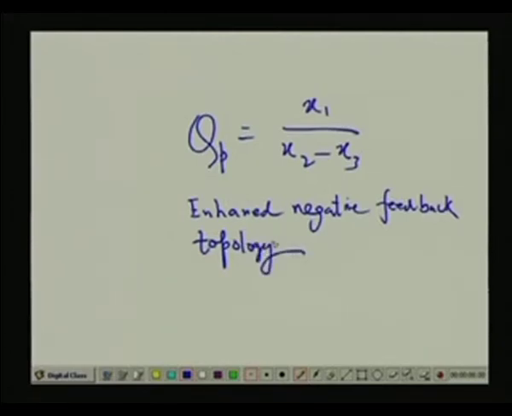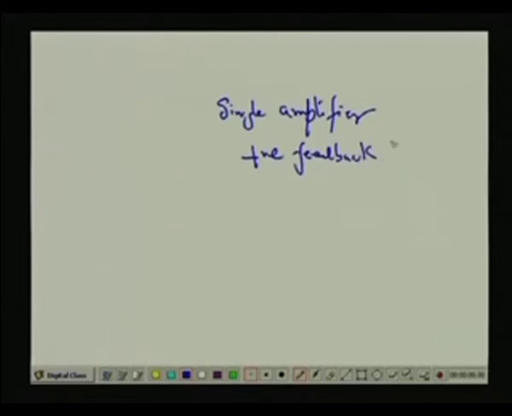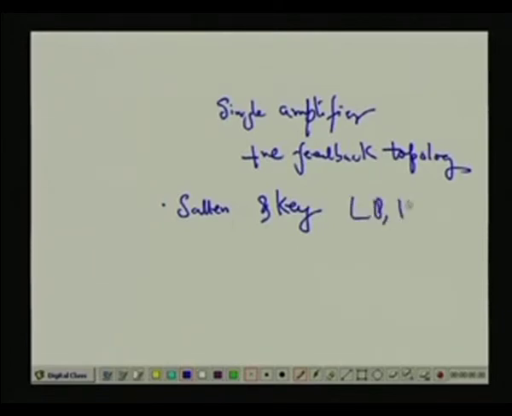Right. Now, you see that in all the previous cases, whatever we have so far discussed, that means the single amplifier, the positive feedback topology, that means the Sallen-Key circuit, is not it, low pass, high pass, band pass, is not it. In all the cases we will find that QP, or the pole selectivity, is given by some x1 by x2.